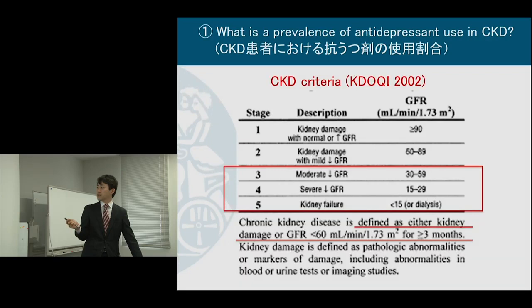And this is a kind of established criteria internationally, CKD criteria 2002. And my research study population is equivalent of eGFR, estimated glomerular filtration rate calculated by serum creatinine results, equivalent of stage 3 to 5. So my research focus was this patient group among CKD.